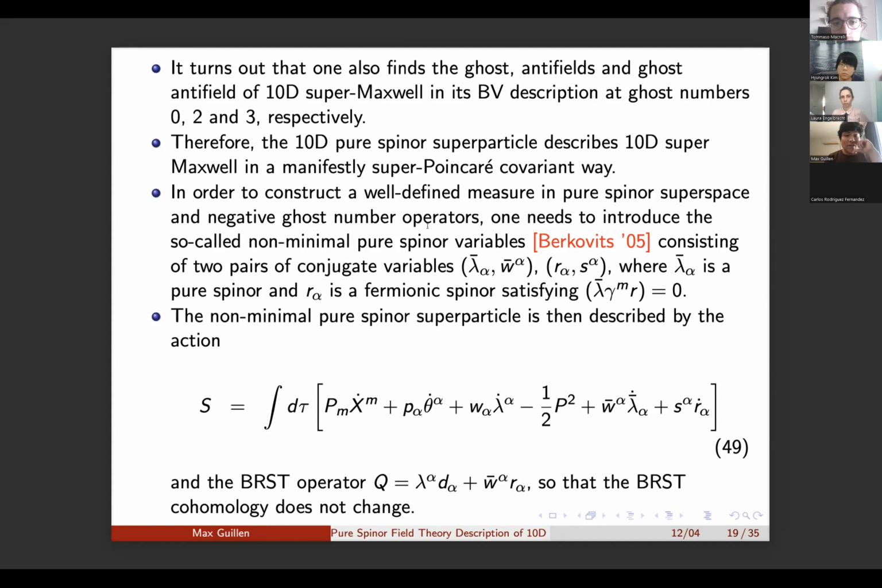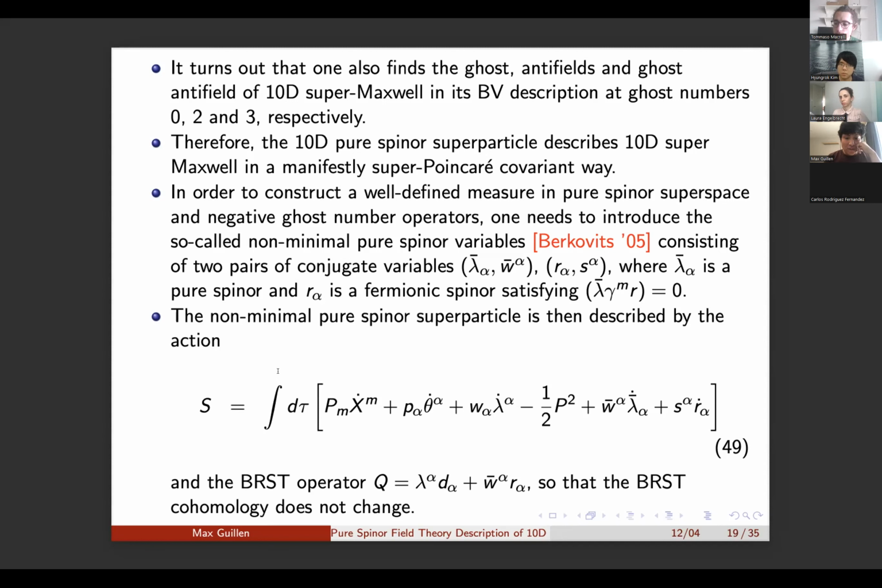Okay. In order to construct a well-defined measure in this pure spinor superspace and negative Gauss number operators, we will see that these negative Gauss number operators are important in order to invert the kinetic terms in the master actions of pure spinor superspace. We need to introduce the so-called non-minimal variables. Okay, these non-minimal variables basically consist of these two pairs of conjugate variables here, where lambda bar alpha is a pure spinor and r alpha is a fermionic spinor satisfying this constraint.